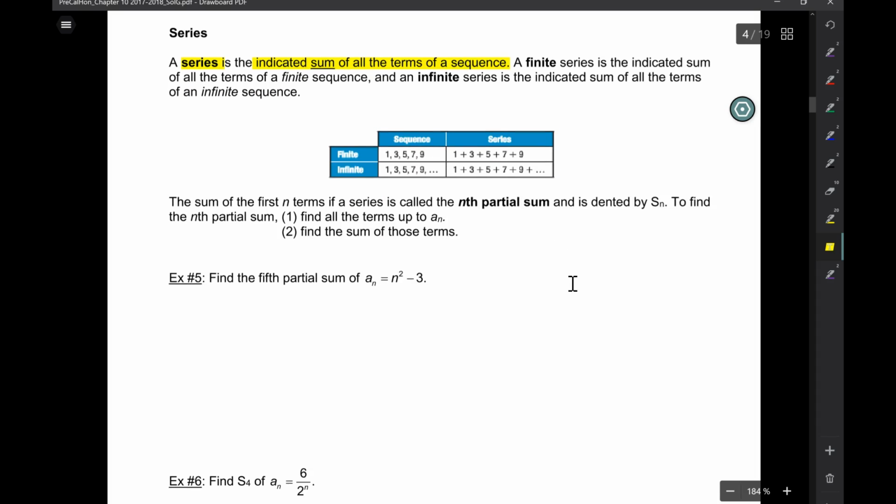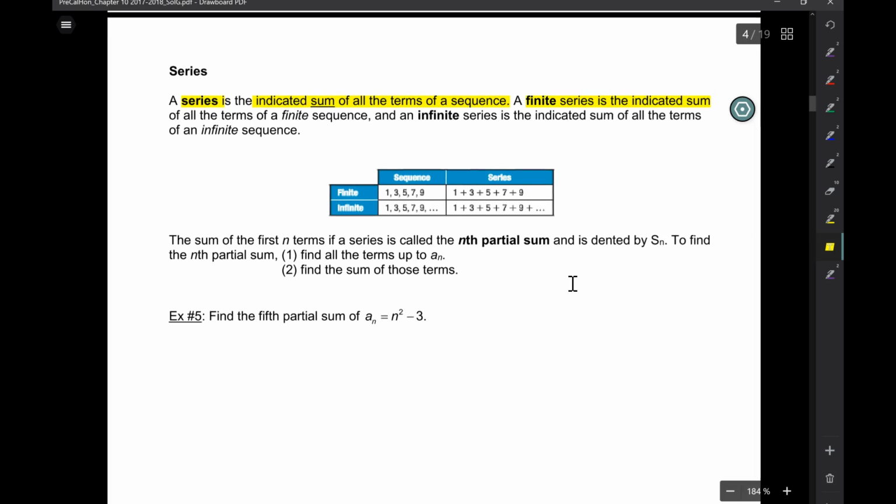What does it mean that it's an indicated sum? It means if you have a sequence of, let's say, 500 numbers, you could take the sum of all of the 500, or you could take the sum of the first 20 or the first 5. So that's why it's an indicated sum. A finite series is the indicated sum of all the terms of a finite sequence. An infinite series is the sum of an infinite sequence. How many numbers are in an infinite sequence? Infinity, an infinite number of numbers. Imagine adding all those up.